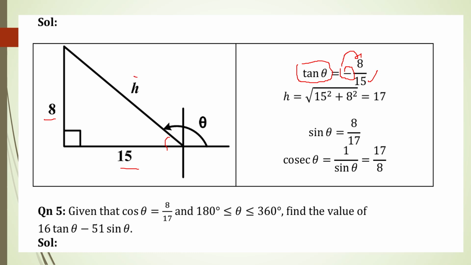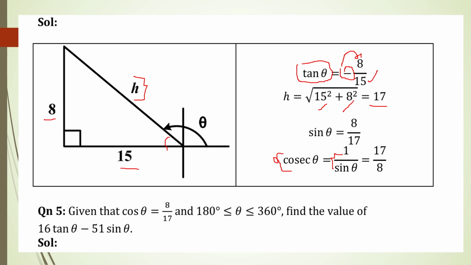So you have to find the value of h, and we shall do that using Pythagoras theorem. So h is going to be the same as the square root of 15 squared plus 8 squared, and you shall end up with 17. So when you're getting sine, or other identities, remember that they wanted us to find cosec theta, but cosec theta is a reciprocal of sine, or is the same as 1 out of sine.